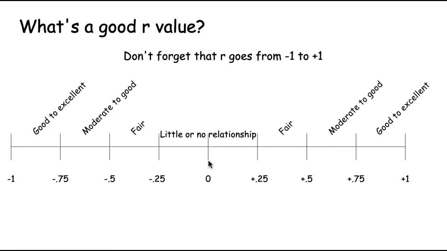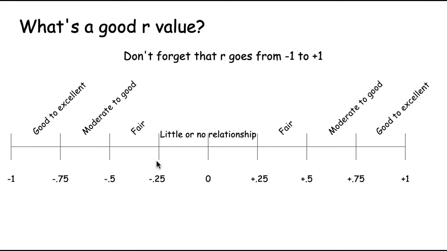There's no agreed upon rule for how to interpret R. The one that I'm giving you is the one we're going to use in this class. That's also consistent with other classes you're going to have in the department. So an R value that is between -0.25 and +0.25 means there's not very much relationship.